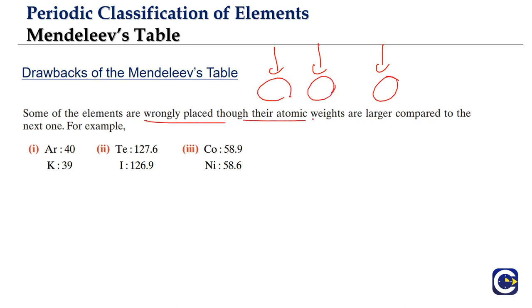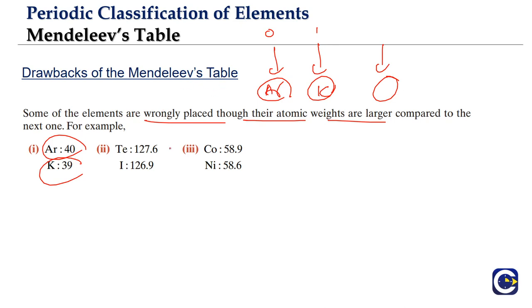But he had to wrongly place the elements, meaning he had to compromise on his own law. For example, argon's atomic weight is 40 and potassium's is 39, so he had to keep argon before potassium in order to have argon match the properties of the zero group. Potassium comes in the first group. But if the rule is followed, potassium must come before argon, because potassium's atomic weight is less. But if the rule is followed as it is, the elements would not be kept in the places where their properties would align. So he had to compromise on his own law.